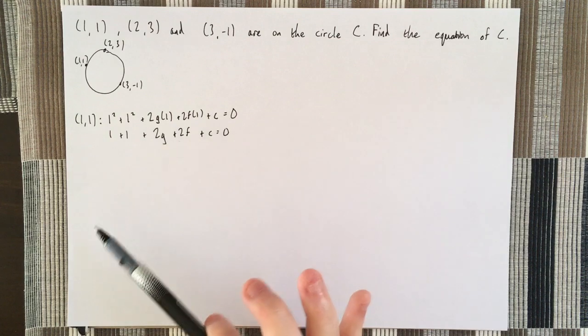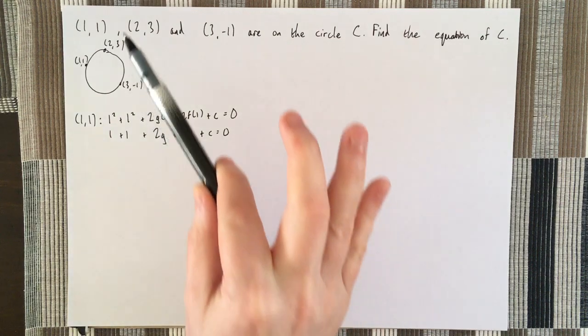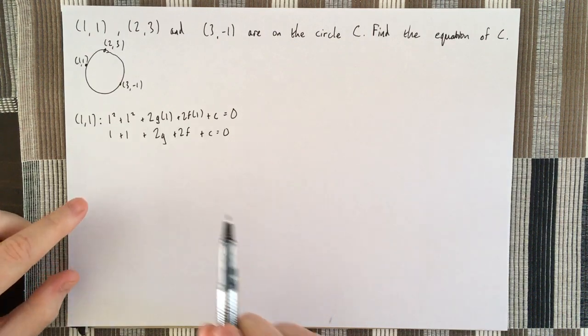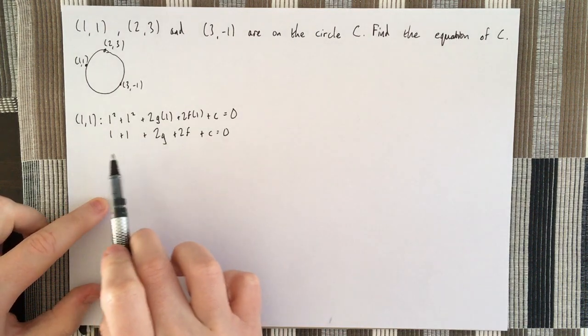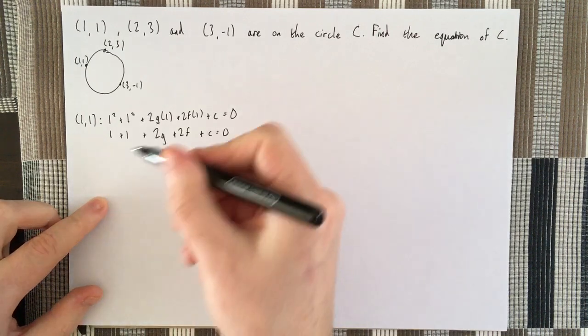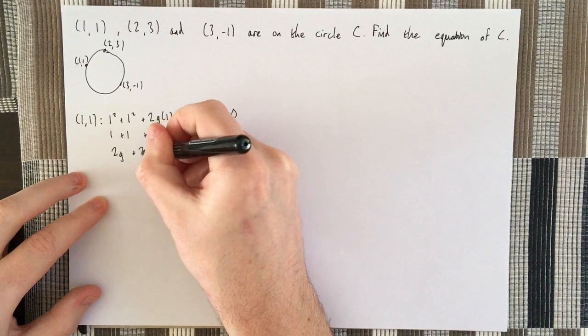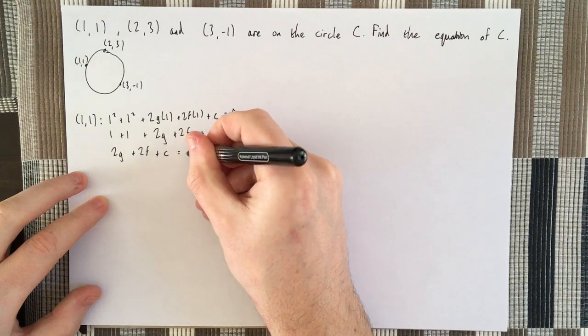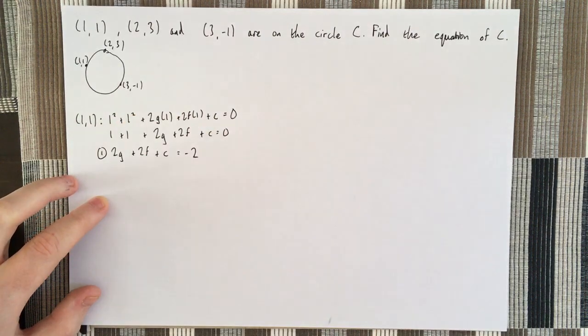To solve for 3 unknowns, I need 3 equations. So I'm going to sub (2, 3) into that, and sub (3, -1) into that. That will give me my 3 equations. And then it'll be back to the simultaneous equations with 3 unknowns that you've done before to solve for g, f, and c. Once you have g, f, and c, you can get the actual equation of the circle. So I'm going to move the numbers over to the right-hand side, in the form I normally use for simultaneous equations. So I've got 2g plus 2f plus c. 1 plus 1 is 2. Bring it over to the right-hand side and it becomes minus 2. And there's my first equation.